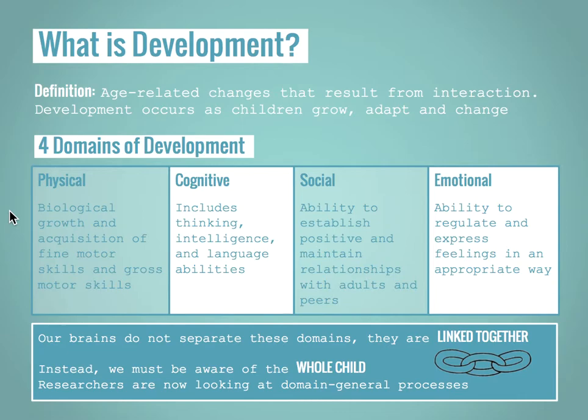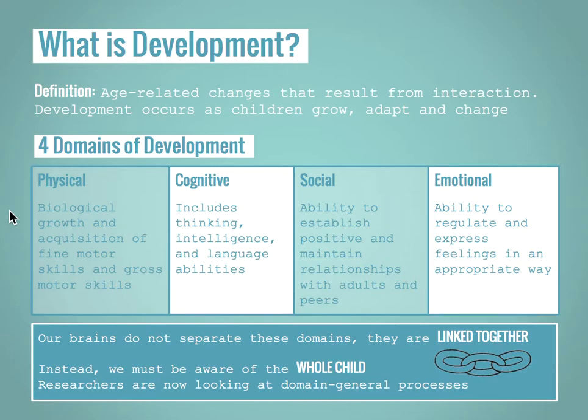So each child is going to have these domains that will guide their learning, and you'll have high domains for some children, and then each child will have weaker domains, and it's your job as the teacher to look at the whole child and guide them through these domains to assist in their development.